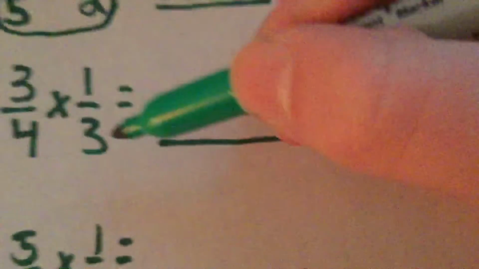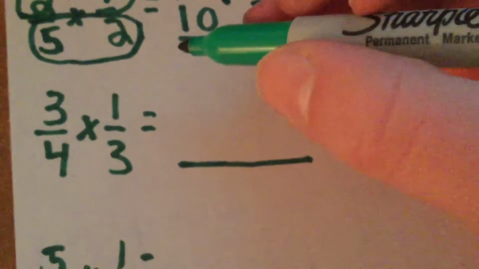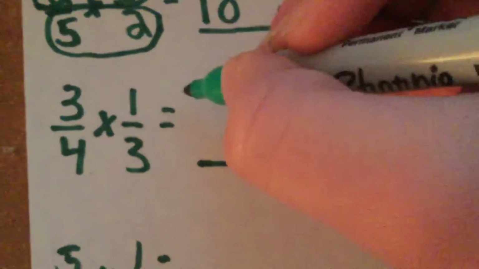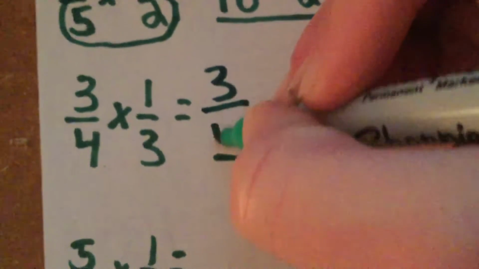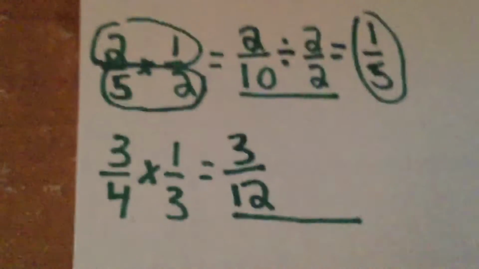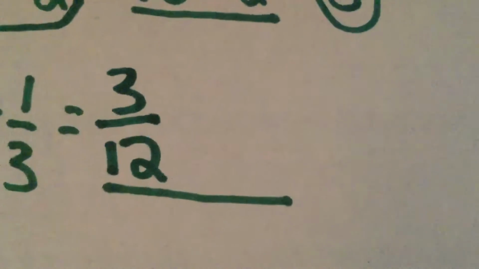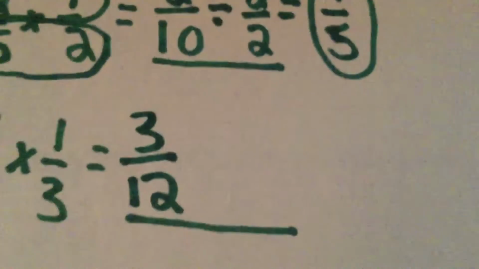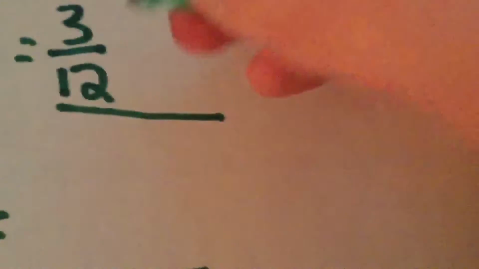Our next example is 3/4 times 1/3. So 3 times 1 is 3, 4 times 3 is 12. But we still have to reduce this. So what number goes into 3 and 12? 3 does, so we can divide by 3 over 3, which gives us 1/4 as our final answer.